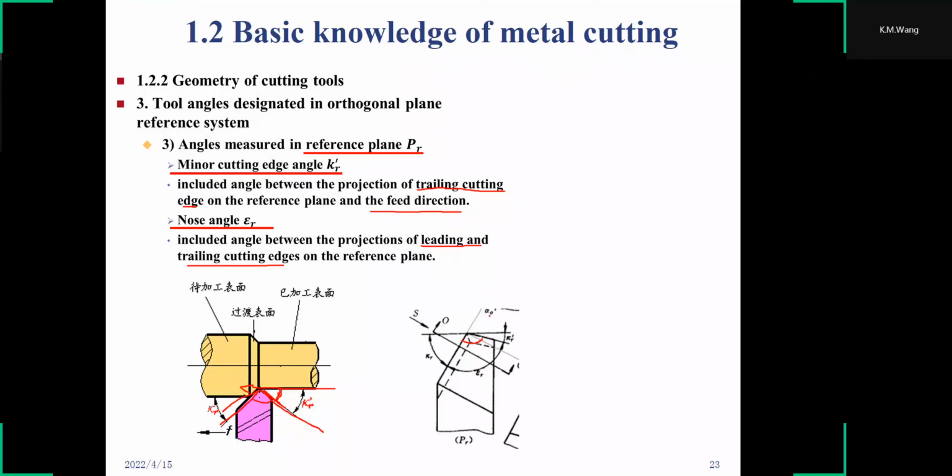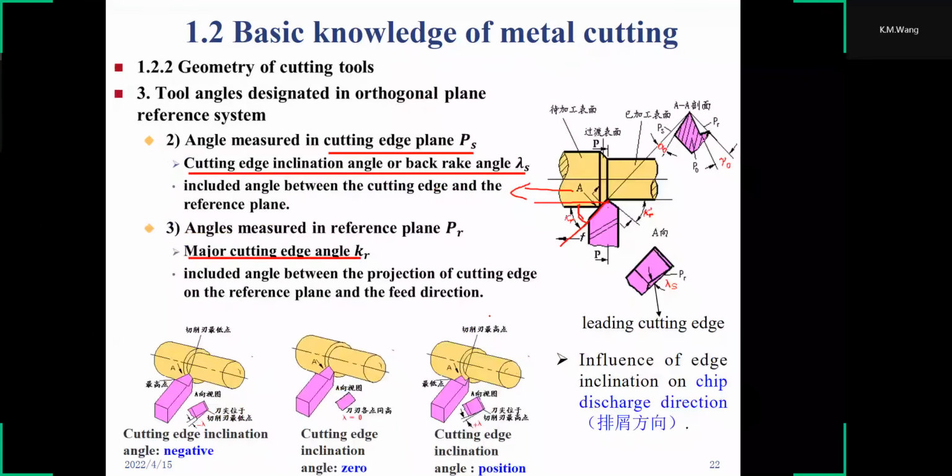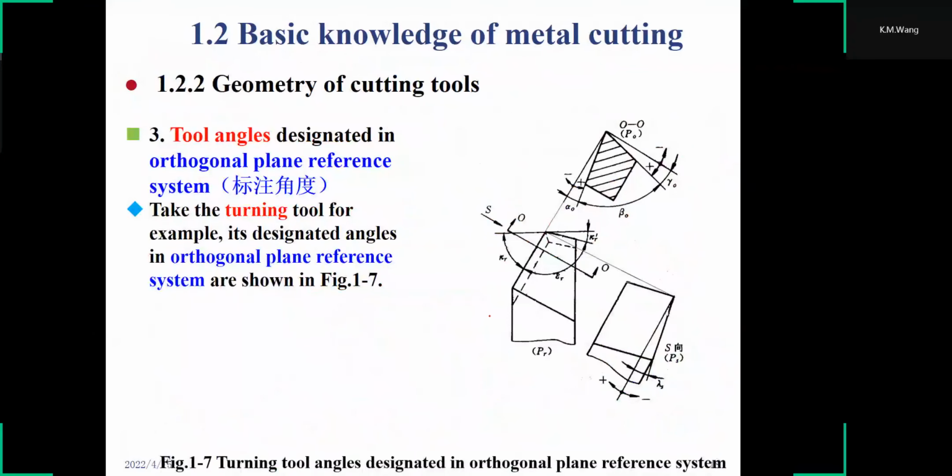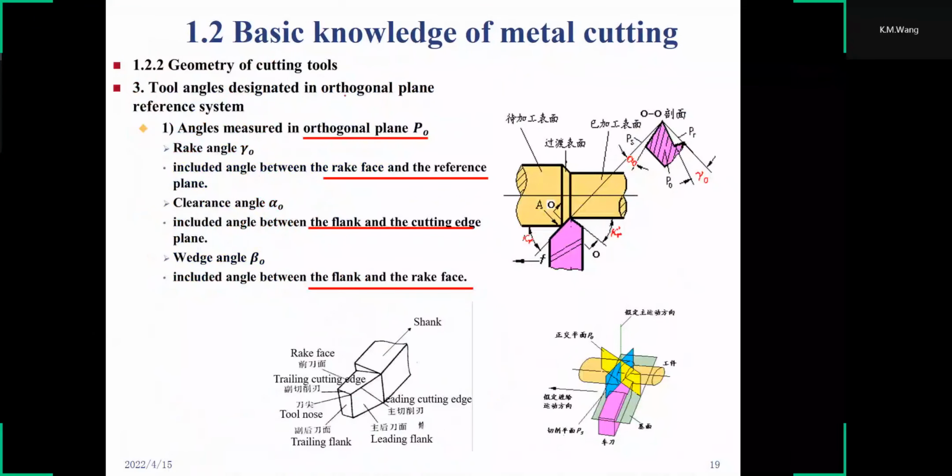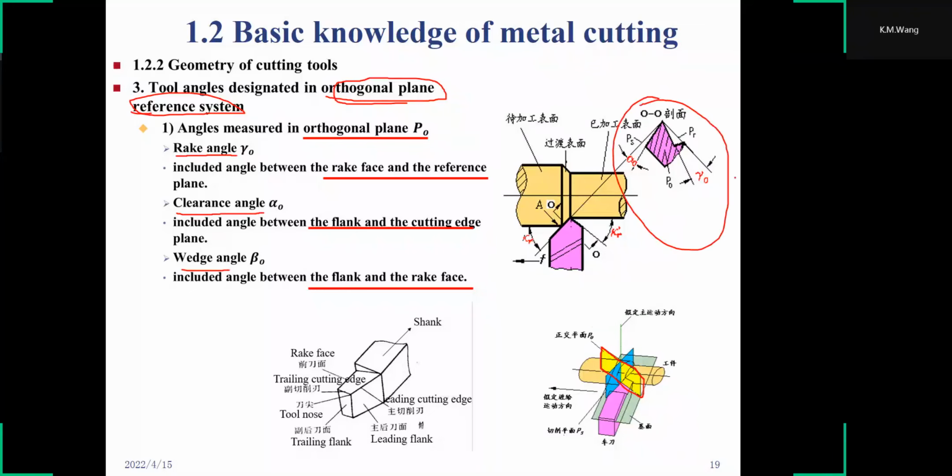They ask about seven important angles. These angles are defined in different planes. The first is three angles in the orthogonal plane reference system. In this plane, there are three important angles: rake angle, clearance angle, and wedge angle. You can see this picture.